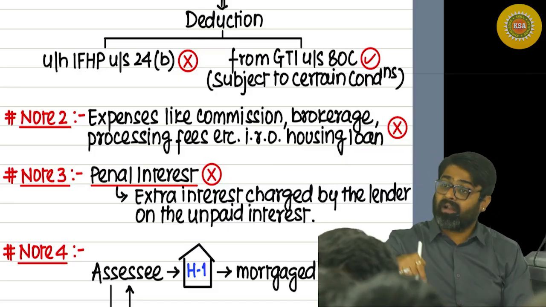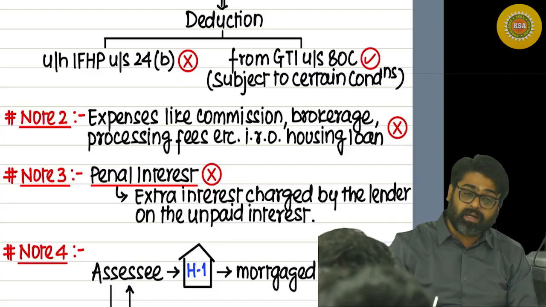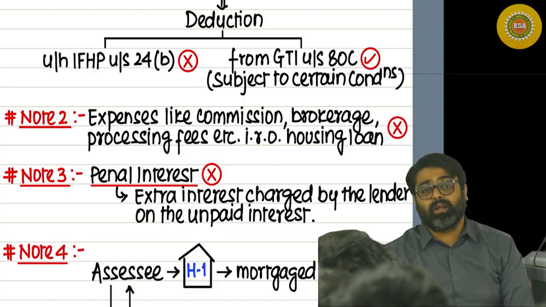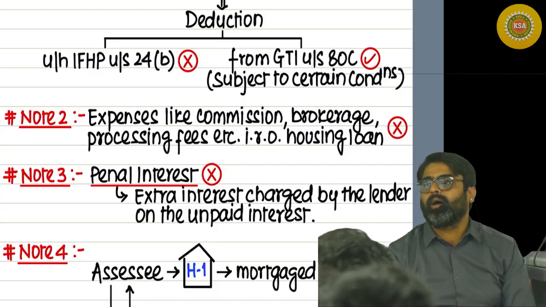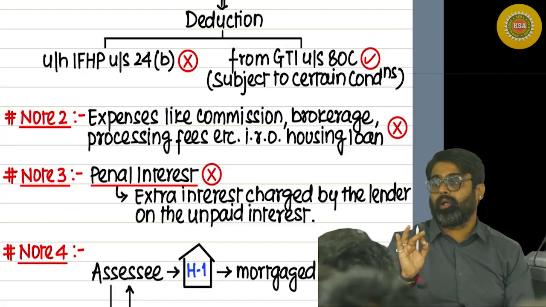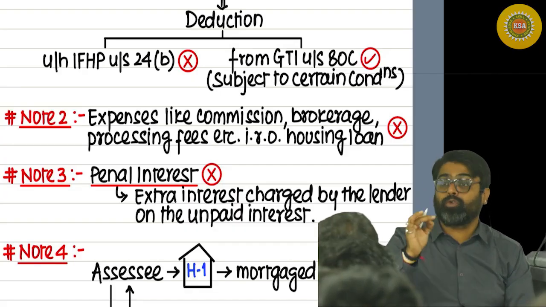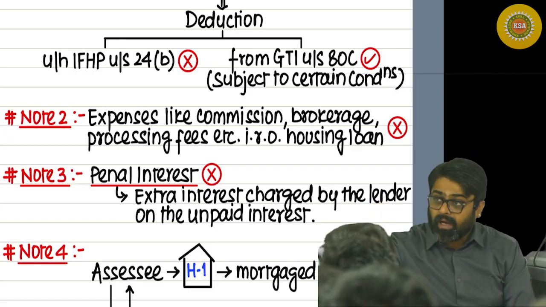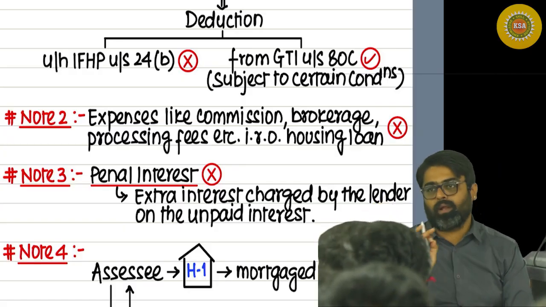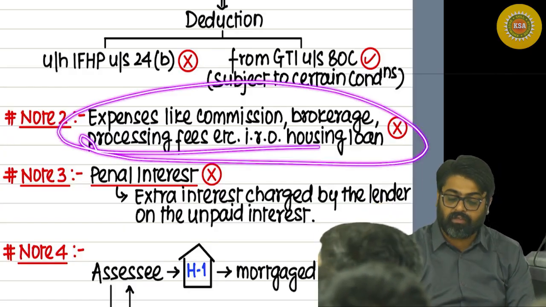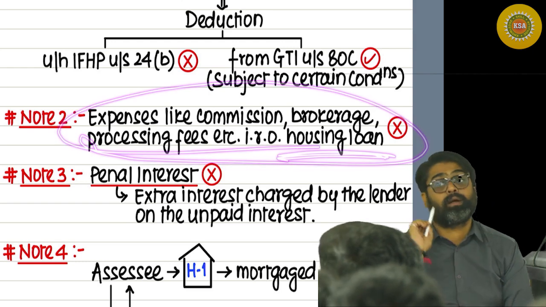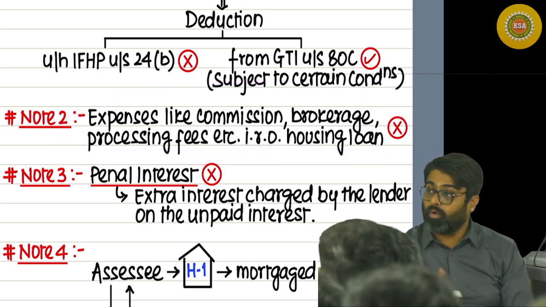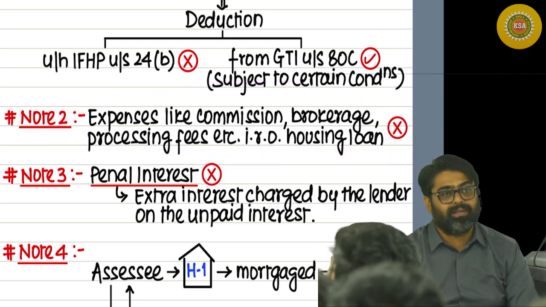Even if they are incurred to take the housing loan, still these expenses will not be allowed, because only the interest which is payable on the housing loan will be eligible for deduction. No other expenses, even if they are exclusively incurred to take the housing loan, those expenses will not be allowed. Yes or no?